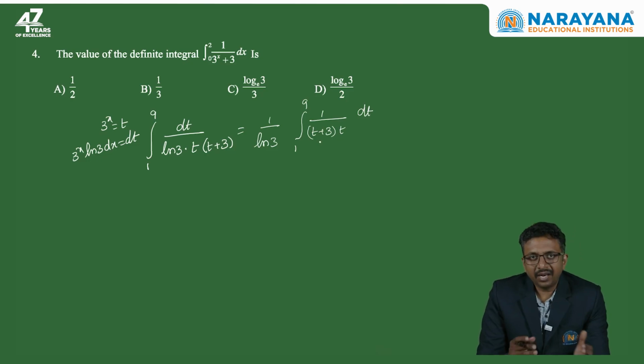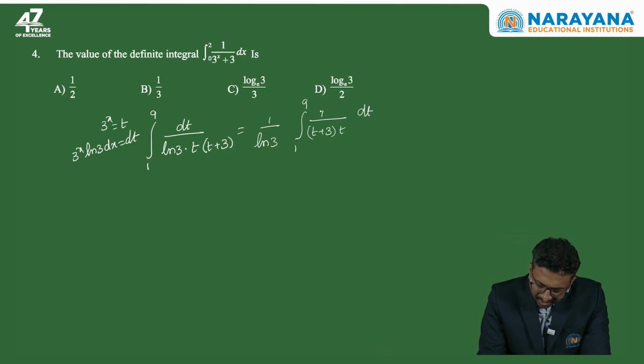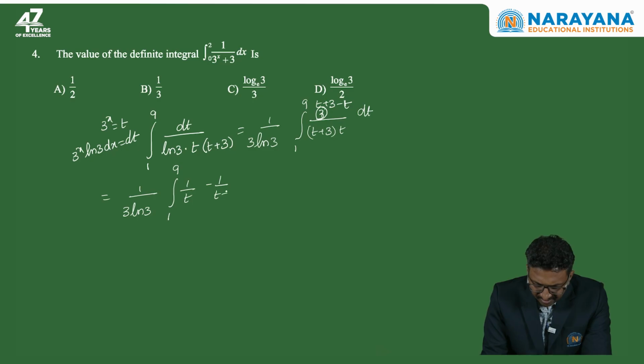So it's a very simple splitting type question. You can multiply and divide with 3. This can be written as 3 by 3. Now this 3 can be written as t plus 3 minus t, right? So that is equal to 1 by 3 ln 3 integration 1 to 9 of 1 by t minus 1 by t plus 3 dt, which is equal to 1 by 3 ln 3 into ln t minus ln (t plus 3) going from 1 to 9.